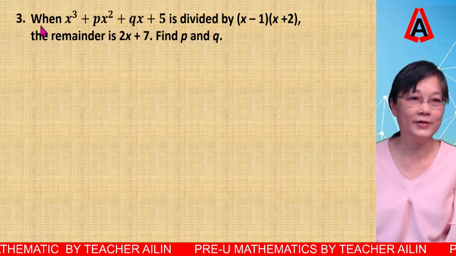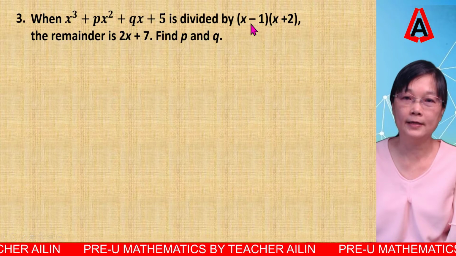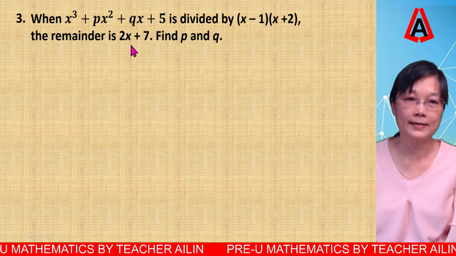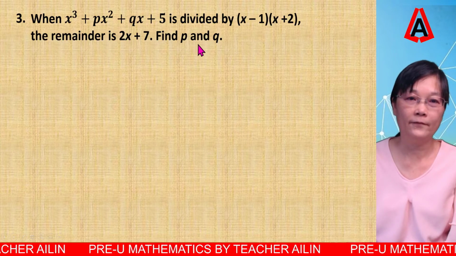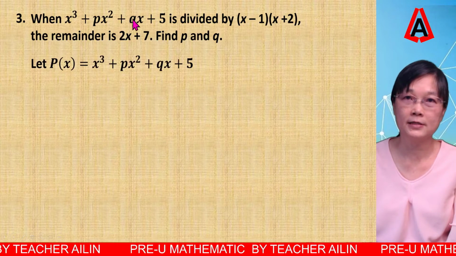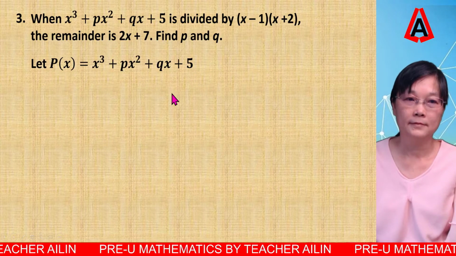Now let's try this question. When this polynomial is divided by x minus 1 times x plus 2, the remainder is 2x plus 7. Find the value of p and q. So first, I try to write this polynomial in function notation p(x).